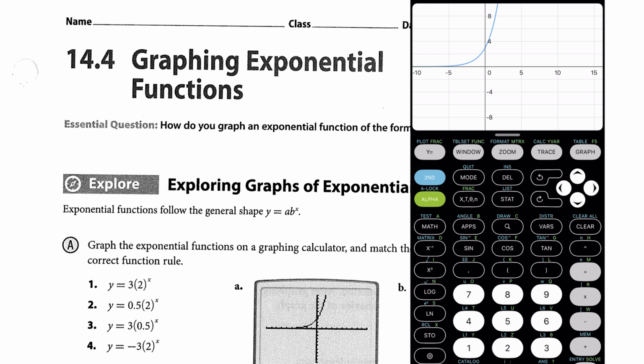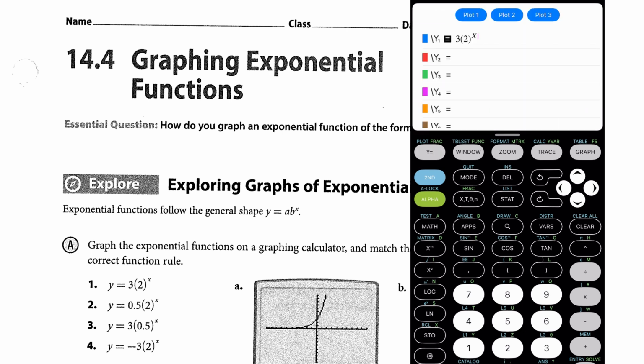So the first one is graphed in blue, and then you can go back to y equals and enter 0.5 times 2. Hit the exponent button on the right side, and then the x next to the alpha, and then enter number 3 and number 4 as well. So number 1 is blue, number 2 is red, number 3 is green, and number 4 is magenta.